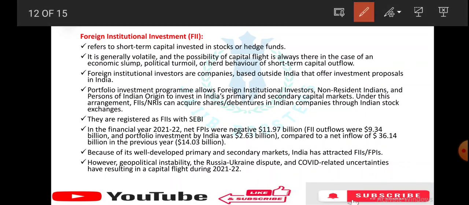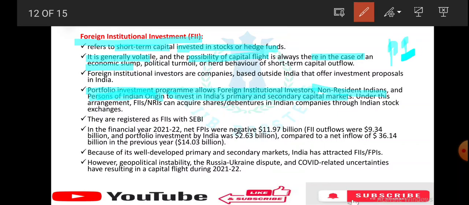Next, FII, foreign institutional investment, refers to short-term capital invested in stocks or hedge funds. It is generally volatile and the possibility of capital flight is always there in case of an economic slump. Next, the portfolio investment program allows foreign institutional investors, NRIs, and PIOs, which is persons of Indian origin, to invest in India's primary and secondary capital markets.